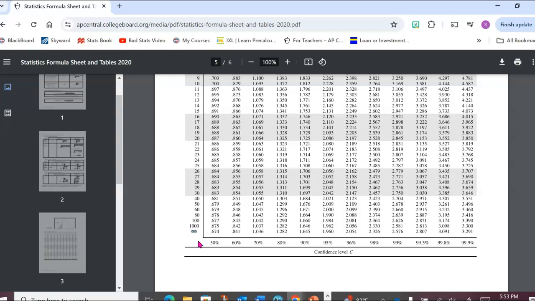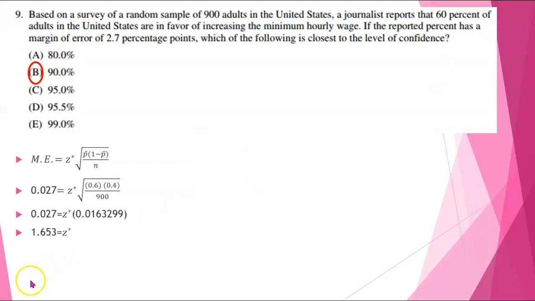You have to remember that as the degree of freedom gets larger in your t-distribution, so as this number right here gets larger, the distribution gets closer and closer to a normal model. So if we come over here to infinity and we look at the critical number of 1.645, right underneath it, it tells you the corresponding confidence level, which is 90%. So that's just one other way, besides the calculator, to find that 90% confidence.